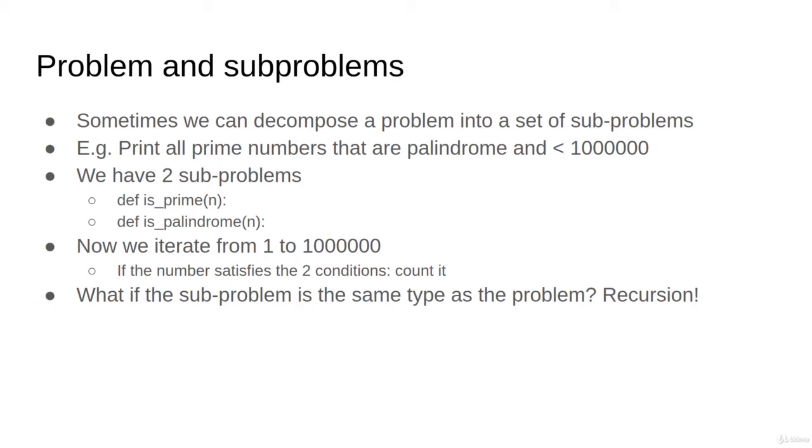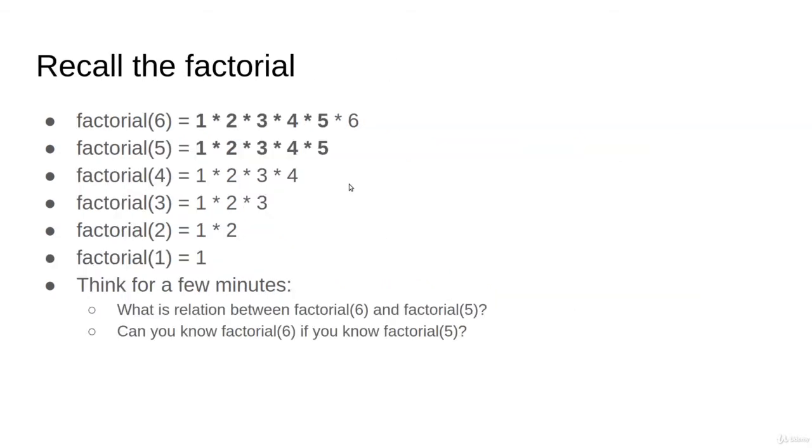Now, if you manage to solve these two sub-problems, you can simply iterate from 1 to 1 million, and if a number satisfies the two conditions, then we are going to print it. That's all done. Now, what if the sub-problem is the same type as the problem itself? The sub-problem is the same as the problem itself. We call this recursion. So sometimes the problem is divided into a set of sub-problems of a different type, but the tricky case is when the problem is divided into sub-problems of the same type. So let's go into details.